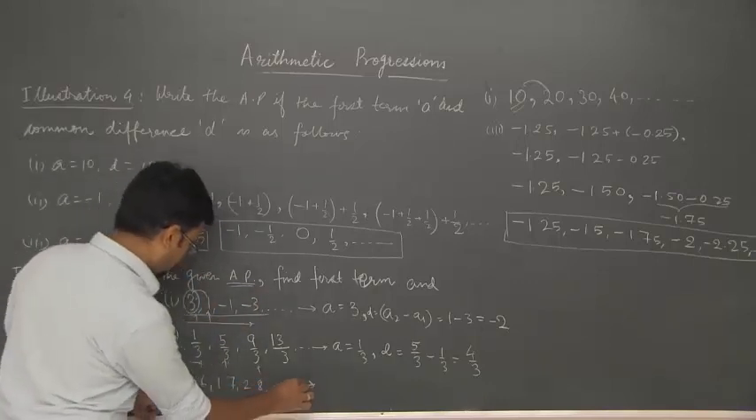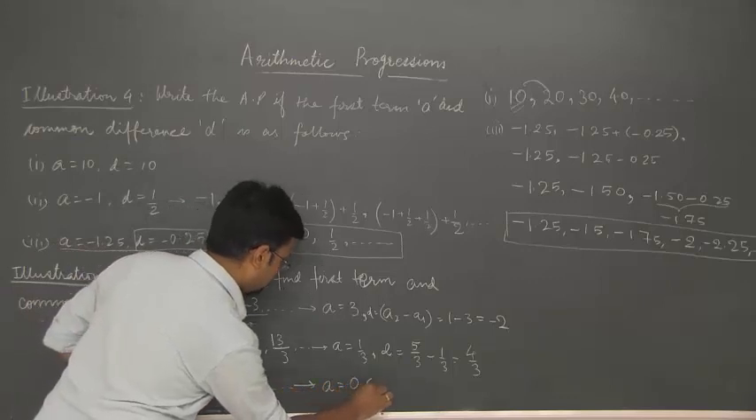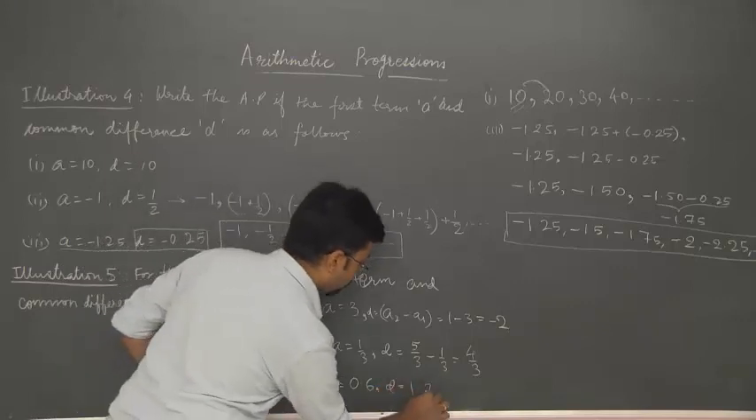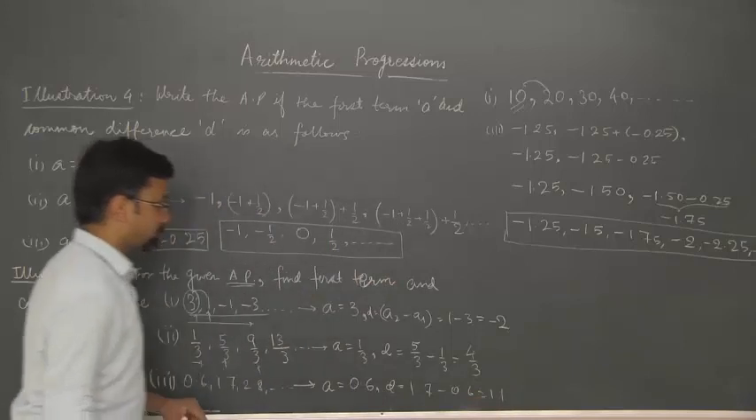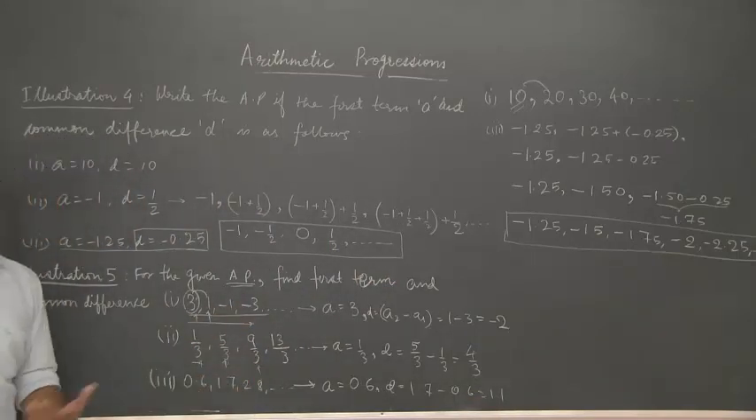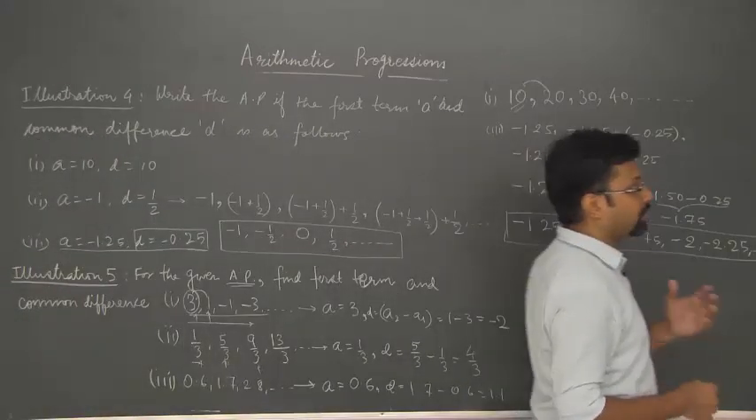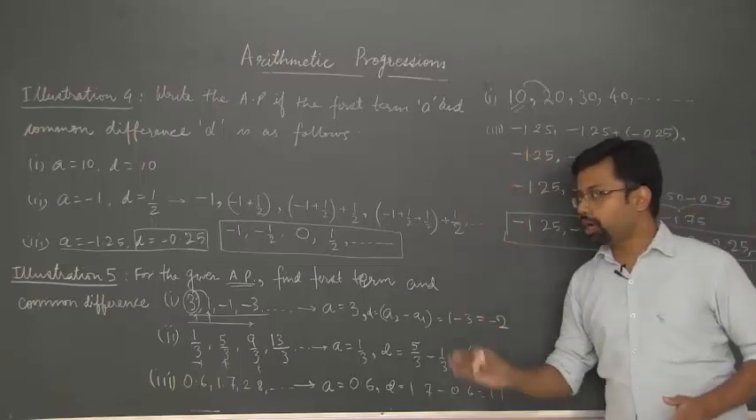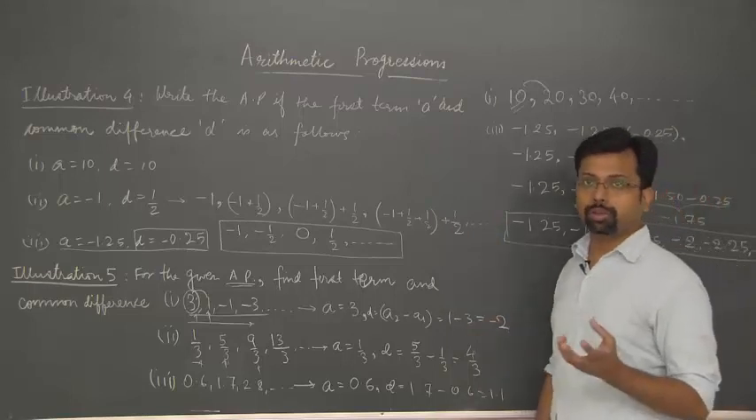Now for the third part, A would be 0.6 and what would be D? D would be 1.7 minus 0.6, that is 1.1. So the common difference is 1.1. You take 2.8 minus 1.7, you would still get 1.1. So this is how you obtain it. When you have the first term and the common difference, you can write the AP, and when you have the given AP, you can identify the first term and the common difference.